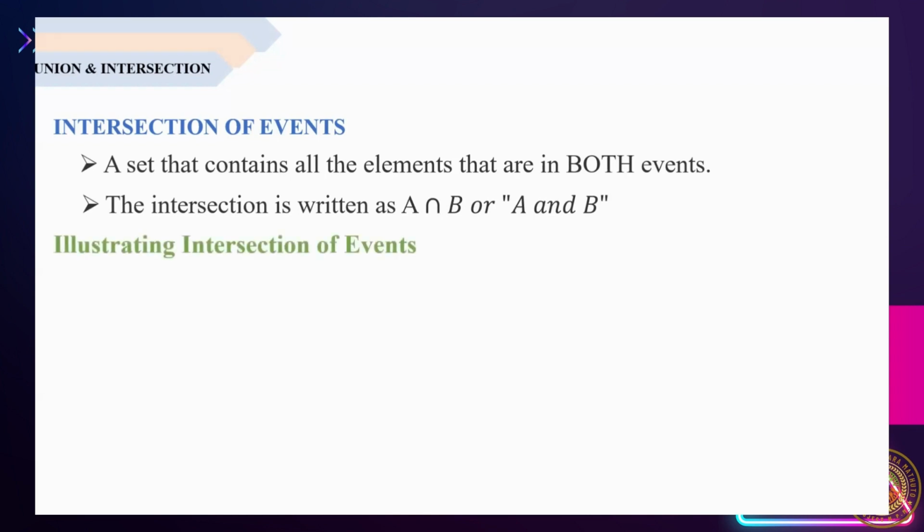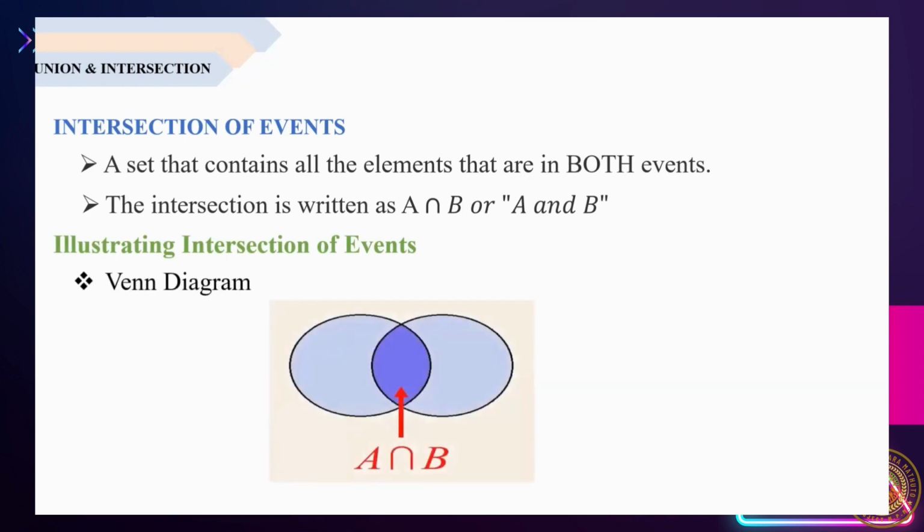How do we illustrate the intersection of events? We still illustrate it using a Venn diagram. This is the representation of the Venn diagram. We have the rectangle and the two overlapping circles. The first circle will be the first event, the second circle will be the second event, and the outside of the circles is called the universal set.